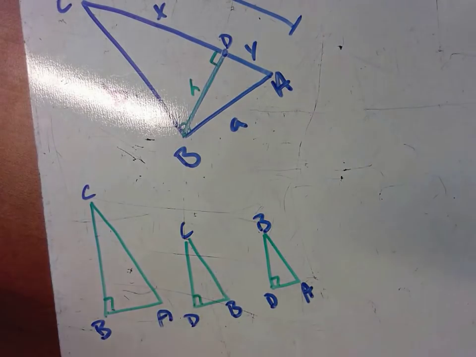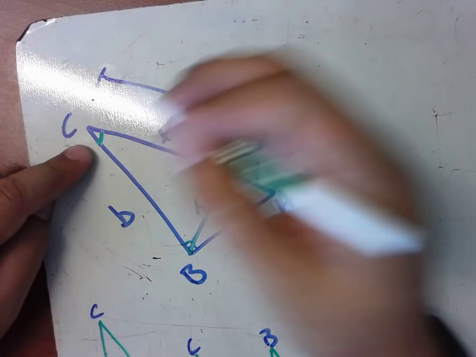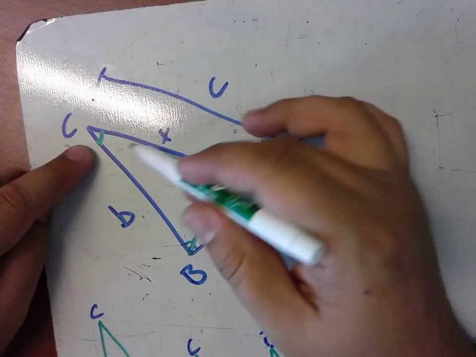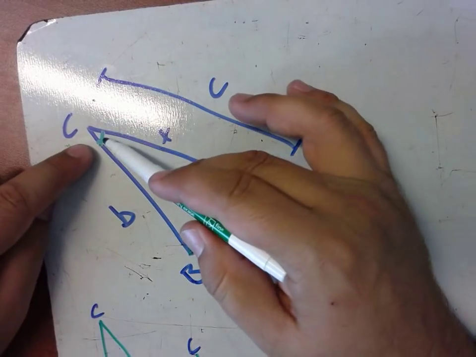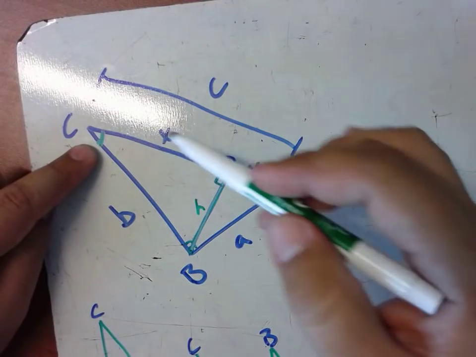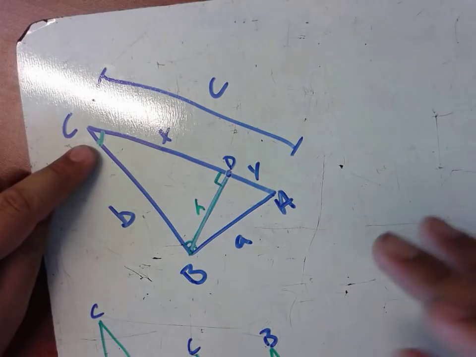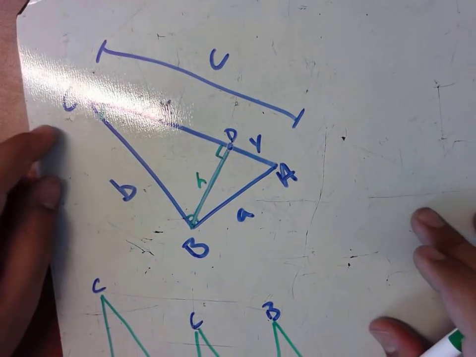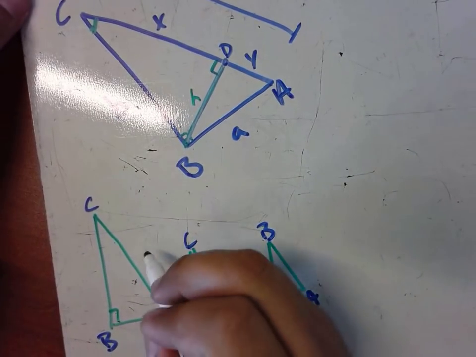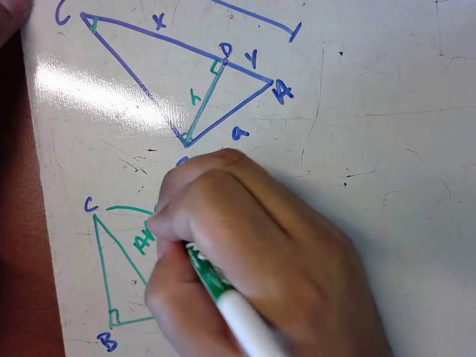Alright, so in these triangles, if you look at the large triangle, angle C is right here. If you look at the medium triangle, the second triangle, this one, angle C is right there. So angle C in the large triangle is the same exact angle C that's in the smaller triangle. So angle C is congruent to angle C. Reflexive property, which makes these two triangles similar, angle-angle similarity.